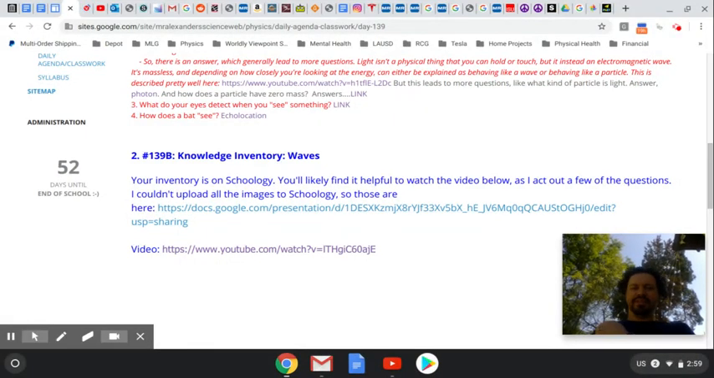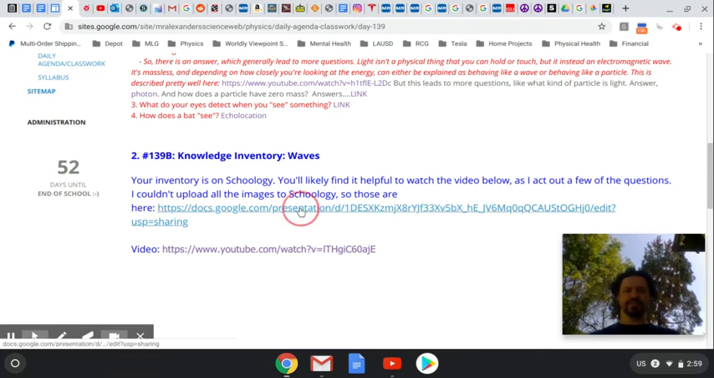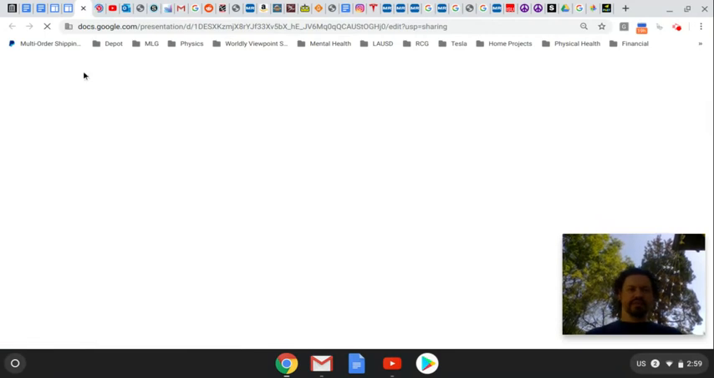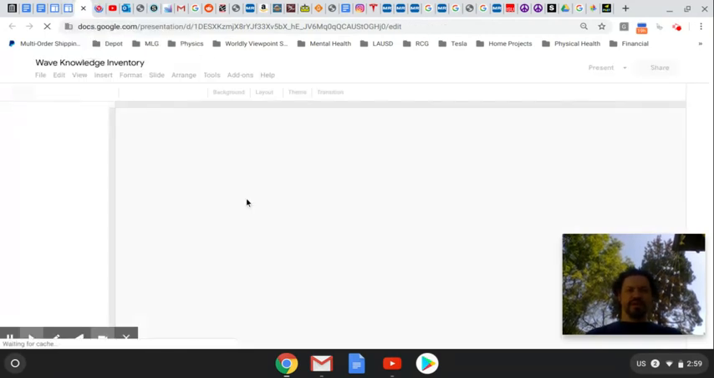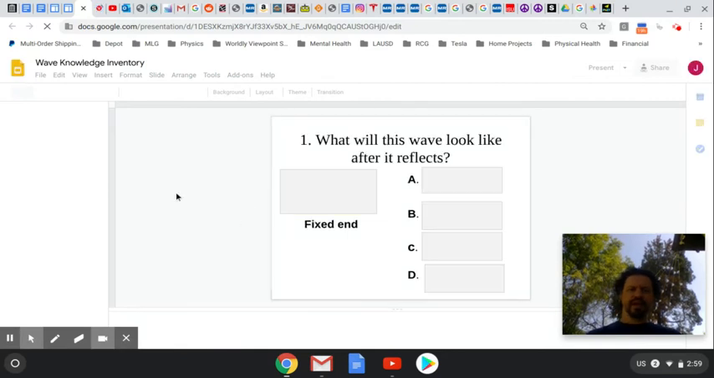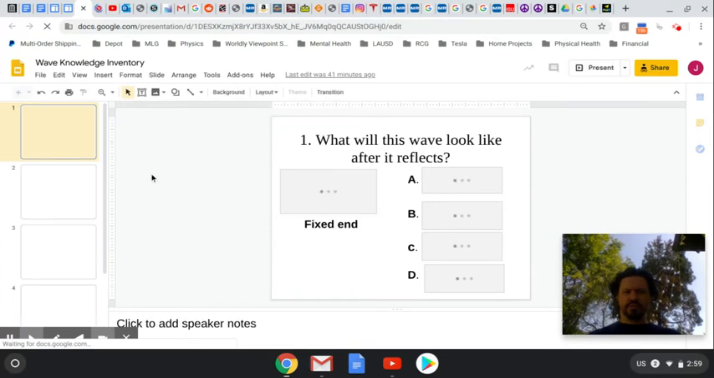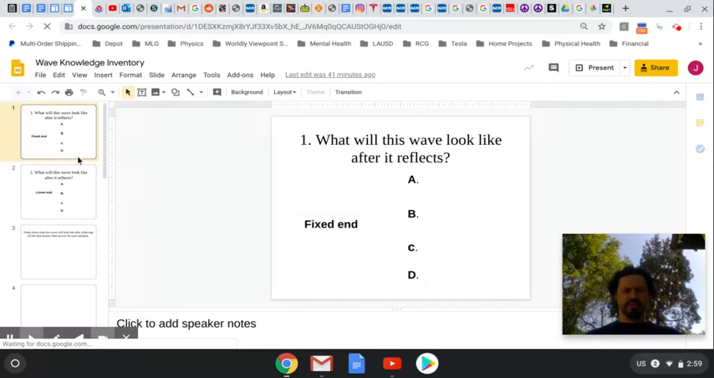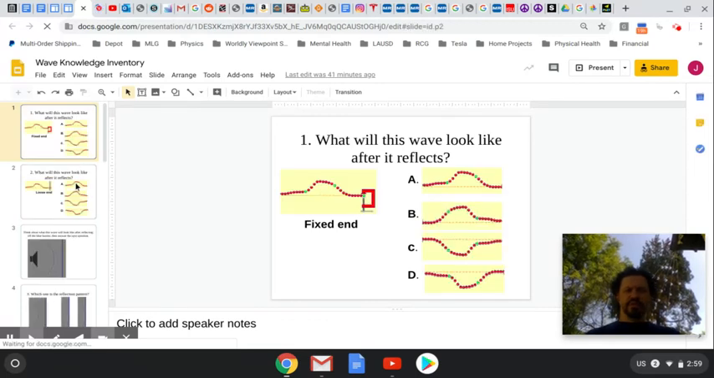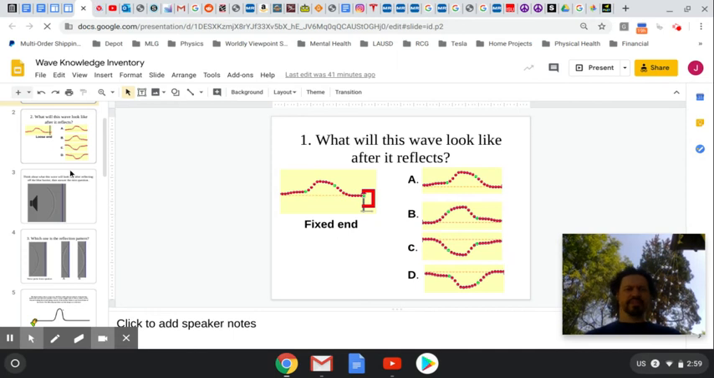I tried to make this just a one document thing, and I couldn't. So here's the deal. There are a number of images which are here, and I will pull those up now. So we've got a number of questions, and I can't scroll. Okay, waiting forever. So we've got questions about things with fixed ends and loose ends.